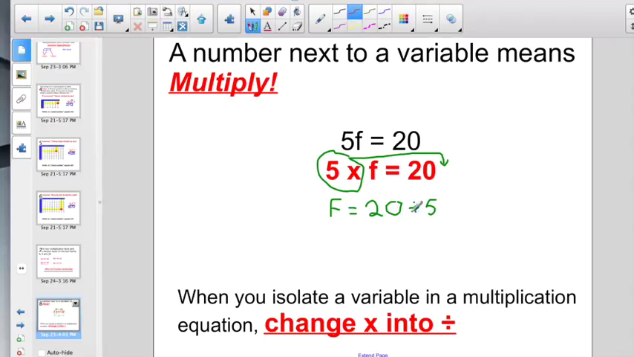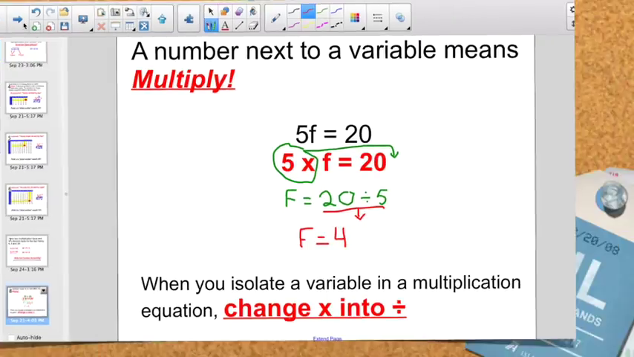So then all you have left to do is combine these two terms. What is 20 divided by 5? 20 divided by 5 is 4. f equals 4. It's always a good idea to plug the number in place of the variable just to double check. Would this make sense? 5 times 4 equals 20? Yes, it does, so you know you are good to go.